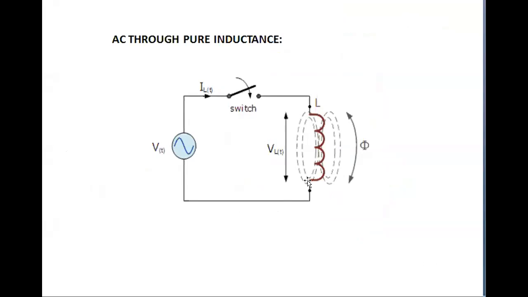If the charge increases, then the inductor is unable to store the energy. So that's why I'm opening the switch. For that purpose, I connected the switch here. Here the voltage across the inductor is taken as VL of t, phi indicates the flux connected to the inductor, and IL of t indicates the current passing through the inductor. V of t is the AC voltage source which is connected across the inductor.